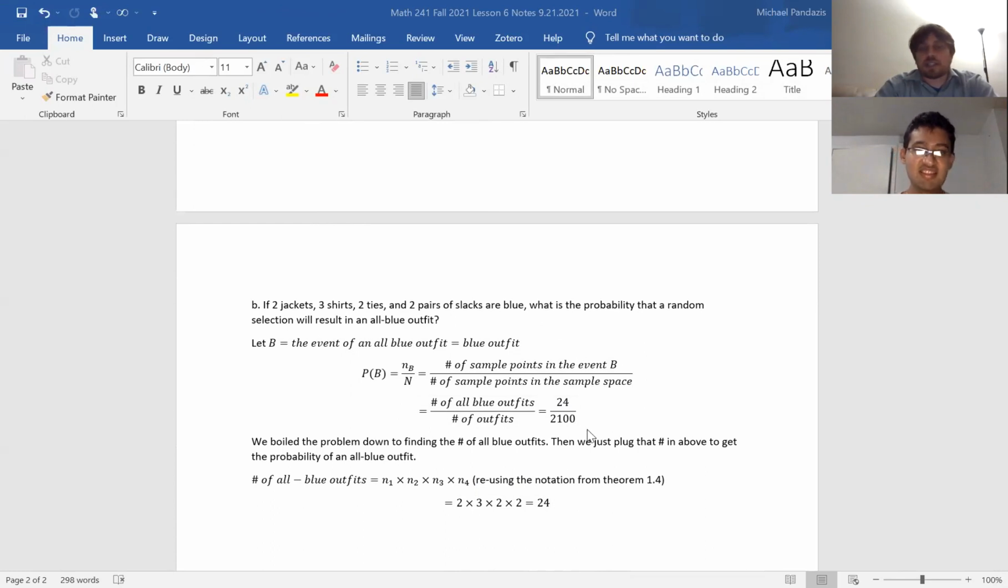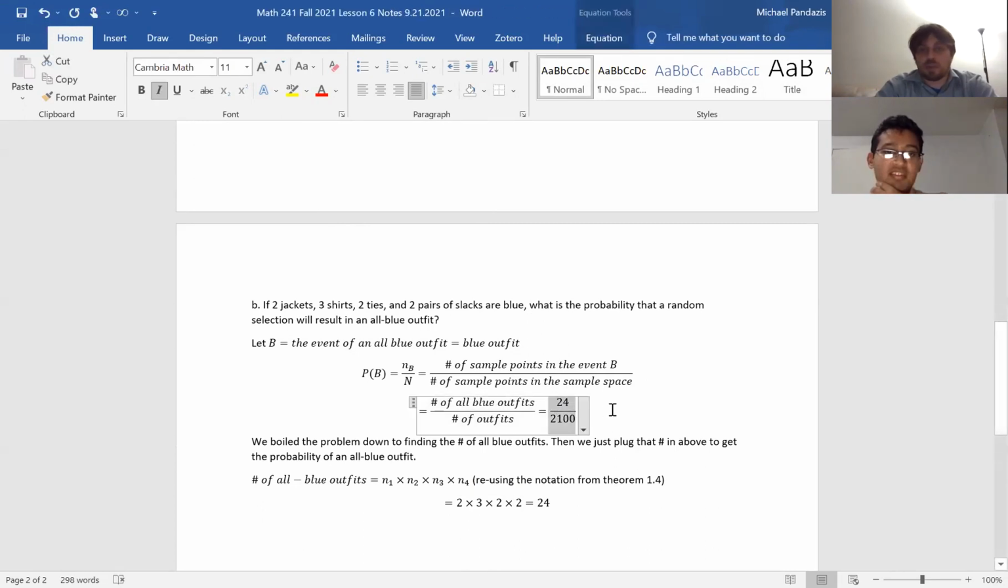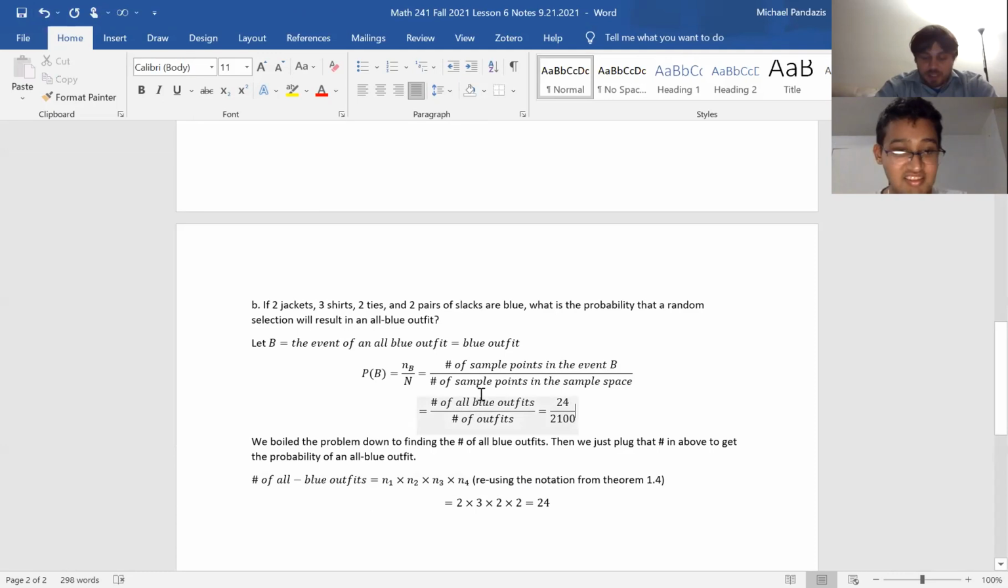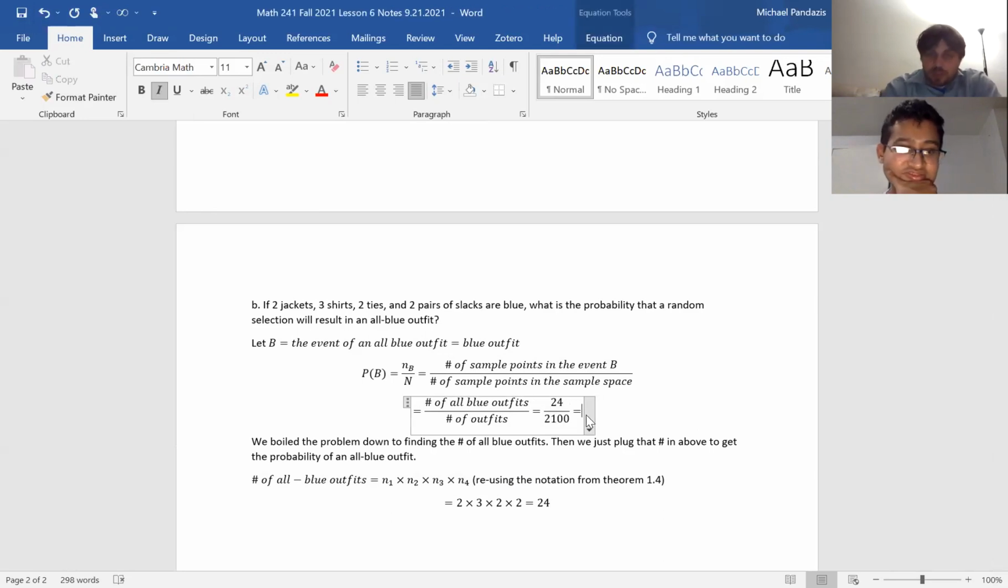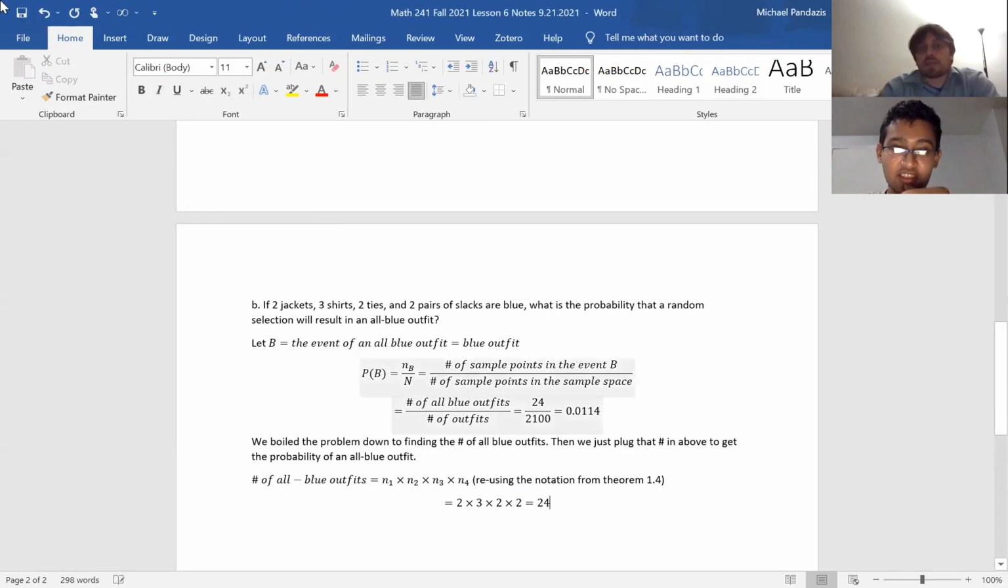Okay, and then you can simplify it. You can write it as a reduced fraction in simplest form. You can write it as a decimal. My personal preference as a mathematician is to think of fractions, not decimals, but you can use decimals too. Right, and so 24 over 2100 is equal to 0.0114.